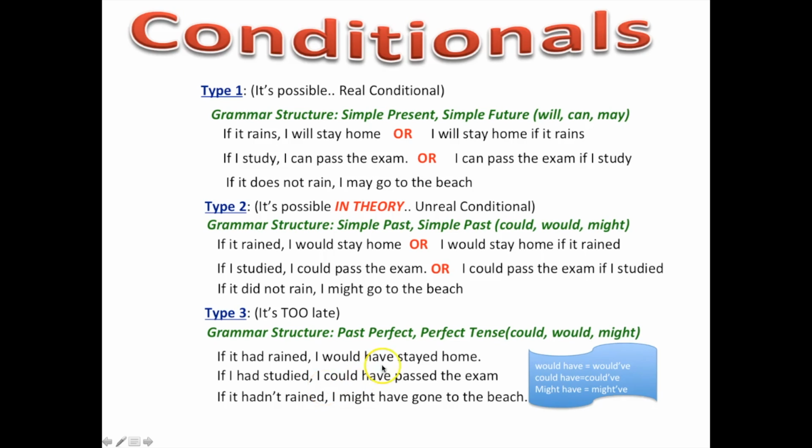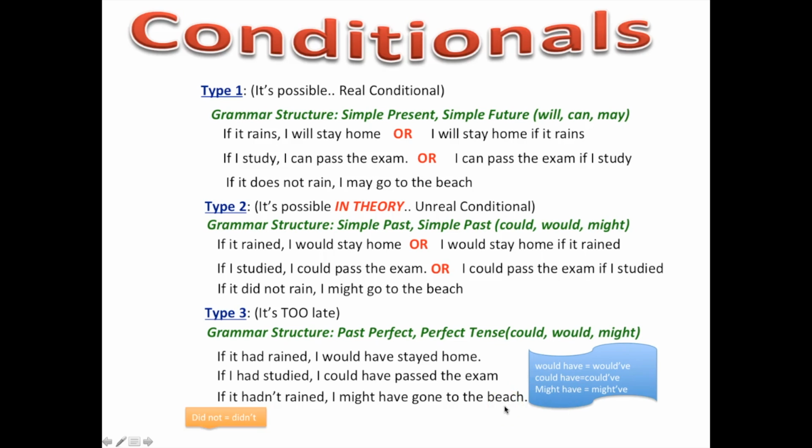Okay, now we have this here. Sometimes people use contractions. Instead of saying would have, they say would've, would've. Like here, I would've stayed home. They also use could've. Instead of could have, they use could've. Like here, if I had studied, I could've passed the exam. And they also use might've, instead of might have. So here, if it hadn't rained, I might've gone to the beach. Might've, might've.